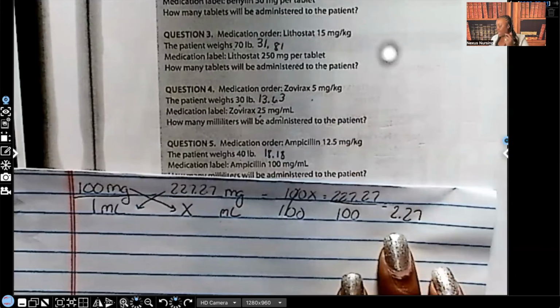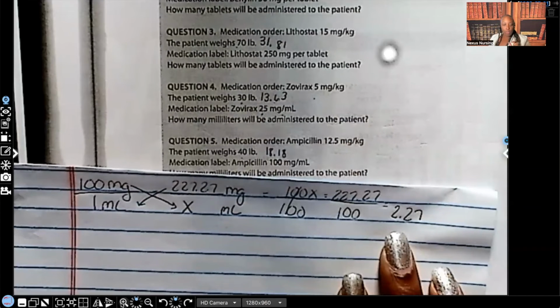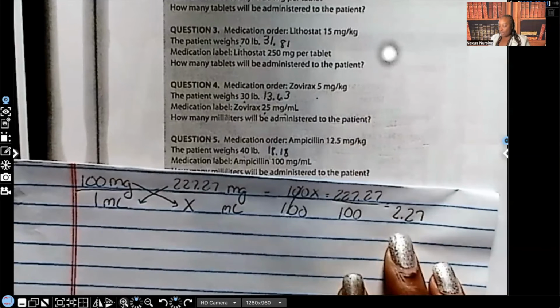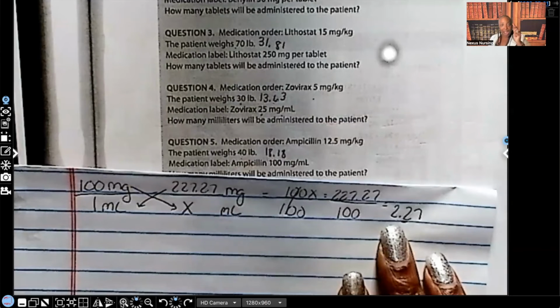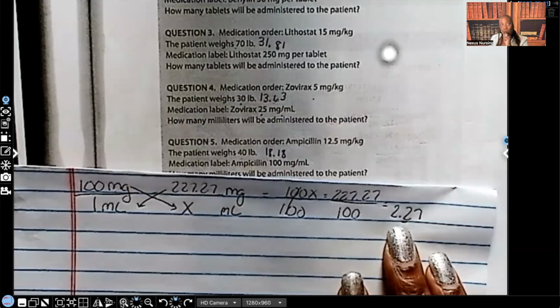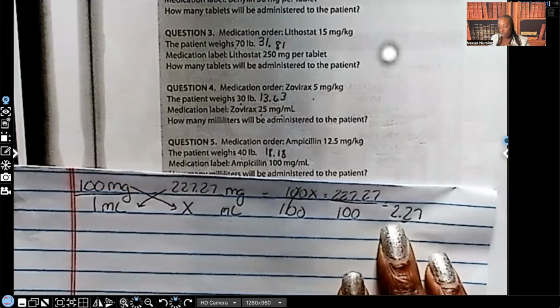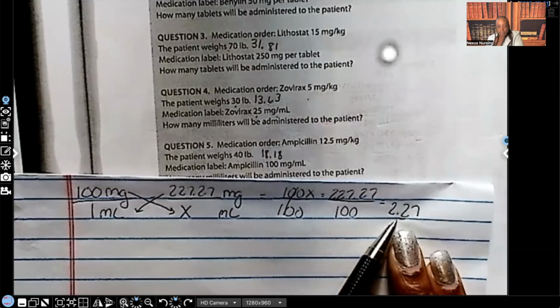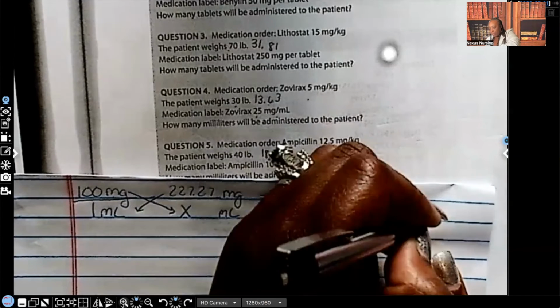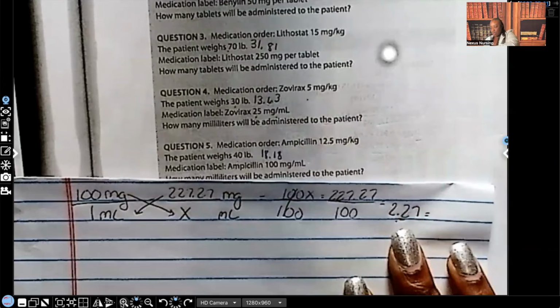2.27. Now again, guys, this is liquid. We're rounding to the tenth place because 2 is higher than 1. Remember, if it's 1 or higher, you're going to round to the tenth. If the number was less than 1, we would have been rounding to the hundredth place. But it's more than 1, so we're rounding to the tenth. So this 2.27 turns into what, guys?